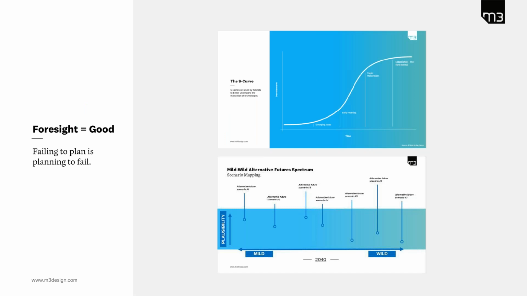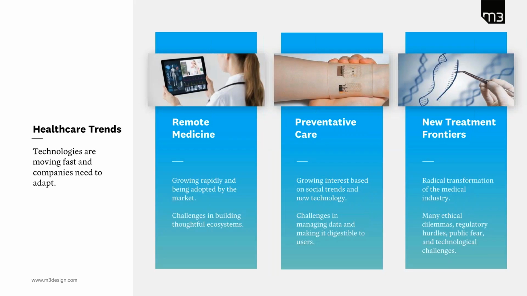All right, so to sum it all up, foresight is good. Failing to plan is planning to fail, so it's definitely something that should be integrated into business practices. We shared two different methods for looking at things in the future. One is the S-curve and the other is the mild to wild future spectrum. And then we talked about 3 megatrends in healthcare, so remote medicine, preventative care, and new treatment frontiers, and how those are being researched and adopted by the market and some of the challenges associated with rolling those out.